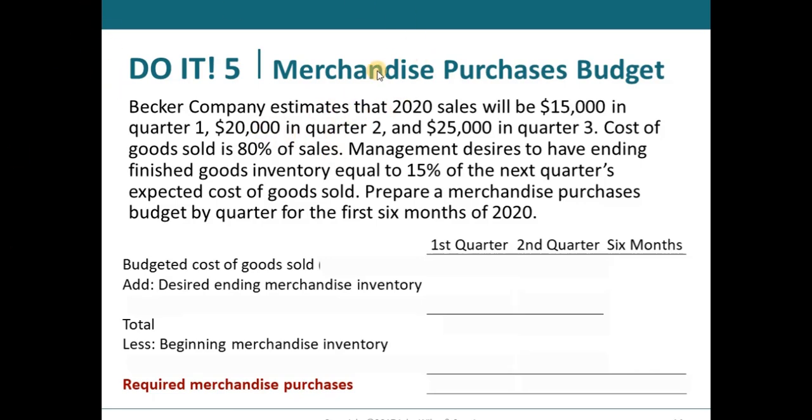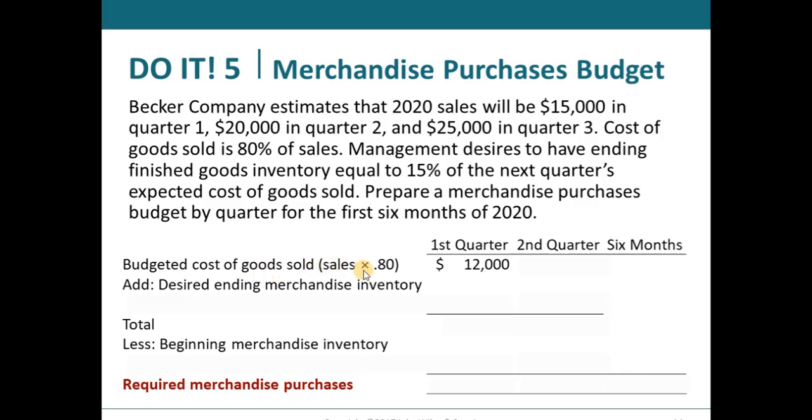Another example for the merchandise purchase budget: do it. B company estimates that 2020 sales will be $15,000 in quarter 1, $20,000 in quarter 2, and $25,000 in quarter 3. Cost of goods sold is 80% of sales. Management desires to have ending inventory equal to 15% of next quarter's expected cost of goods sold. Prepare a merchandise purchase budget for each quarter for the first 6 months of 2020.